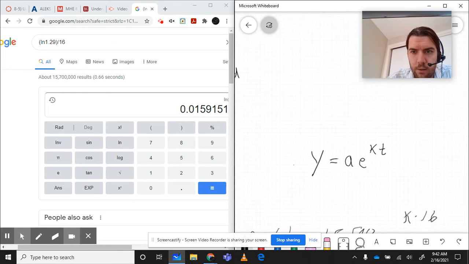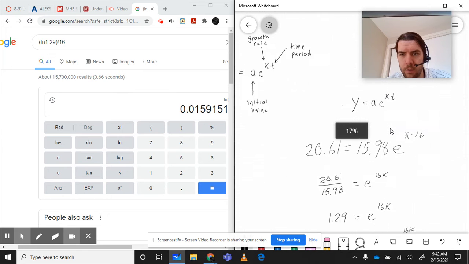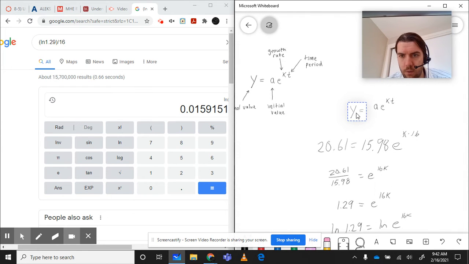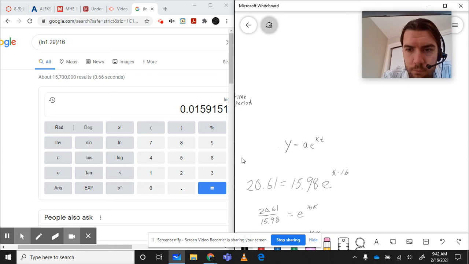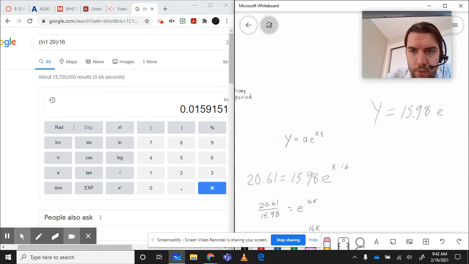Okay, so if I take that back to my original equation, then I've got 0.016 times, well, I'm going to make it times t, right? Because we just want to fill in this equation. So what is our final thing? Our final thing is going to be that our population at any given time is going to be equal to that initial population of 15.98 multiplied by e to the 0.016 t.